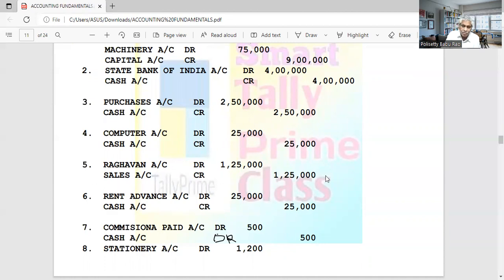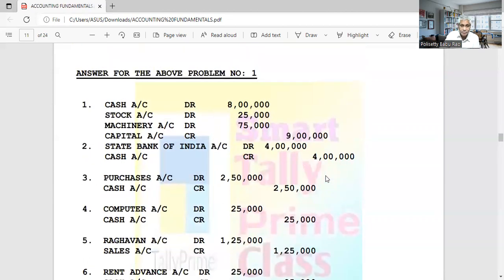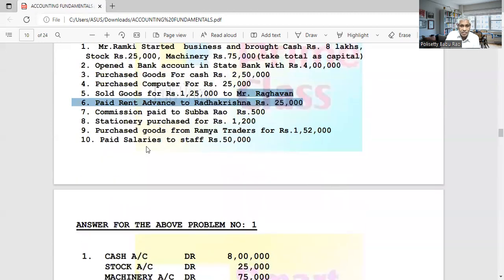If you have any doubts, watch that video again and again. And then the next one. Commission paid to Subbarao, 500 rupees. Here, commission is one account and paid to Subbarao. Subbarao is there, and paid means cash is there.